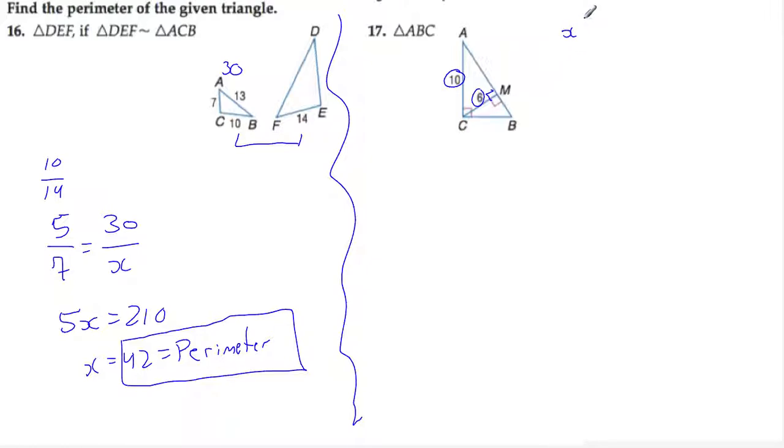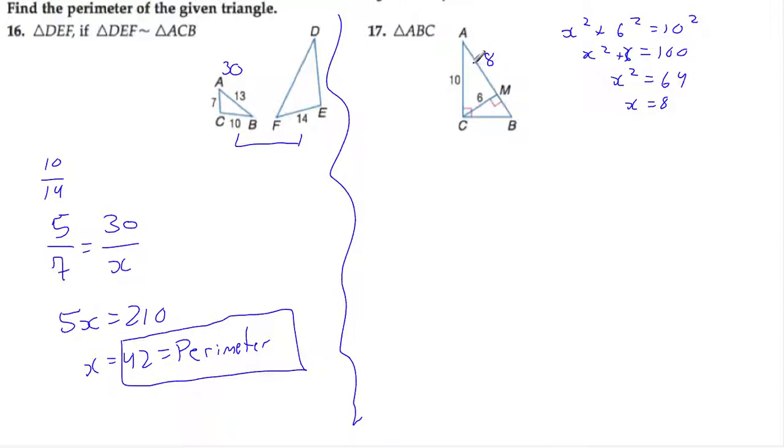So that means that x squared plus 6 squared is equal to 10 squared. So x squared plus 36 is equal to 100. So x squared is equal to 64, which means x is equal to 8. So this side AM is equal to 8.